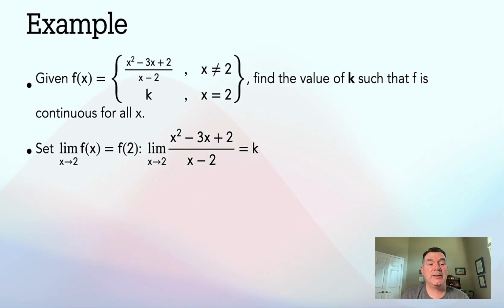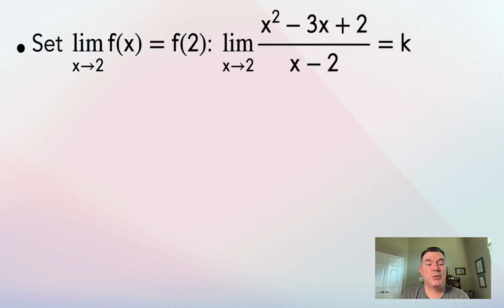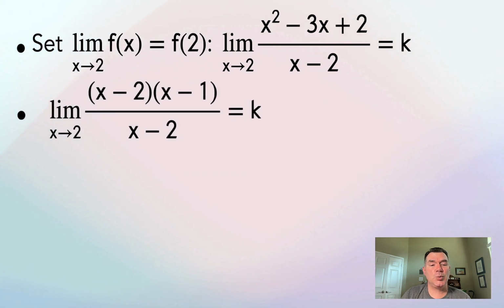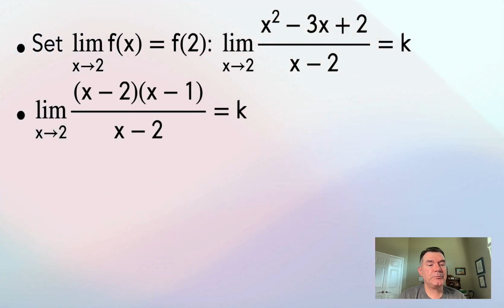So let's do that. The first thing we need to do is set the limit equal to the function value. If the function value exists and the limit exists and they're equal to each other, then the function is going to be continuous at x equals 2. So I'm going to take the limit of that fractional part and set it equal to the function value at 2, which is equal to k. So let's work on that limit for a little bit.